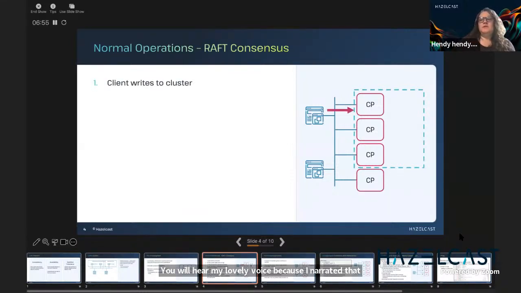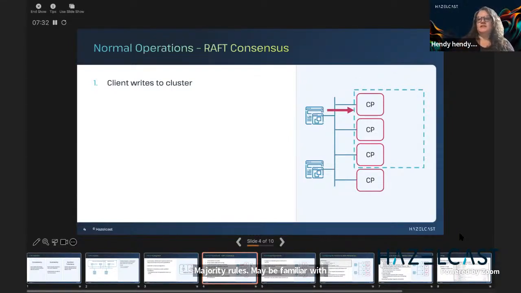So I'm just going to show briefly how we guarantee consistency. This is under normal operations. When you're working with the CP subsystem, you are working with a group of cluster members that are going to be holding that data. We'll talk about configuration later, but basically that group is always an odd number under normal operations. The reason is that when you partition something that's an odd number, you're always going to have a majority and a minority. Majority rules. Okay, if you're familiar with that term, majority rules.